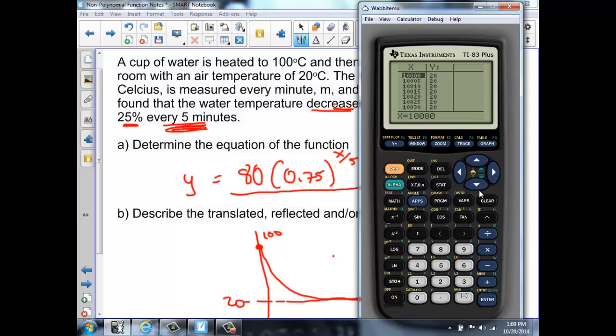Could you change the table to a decimal number, like 0.5? You could if you wanted to, yeah. If that's helpful to you, absolutely.